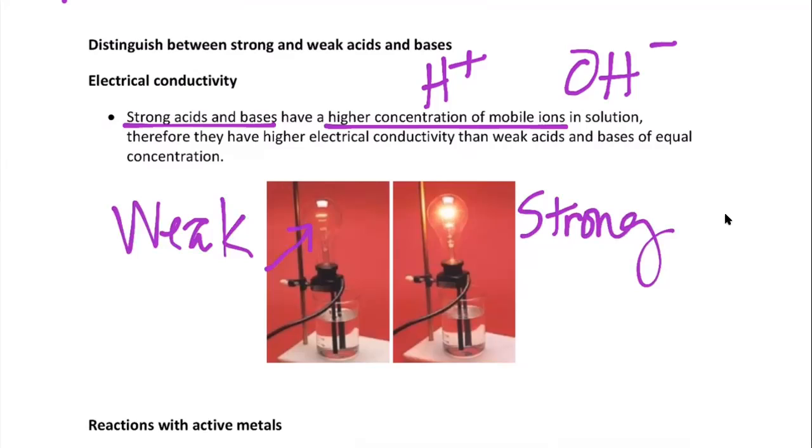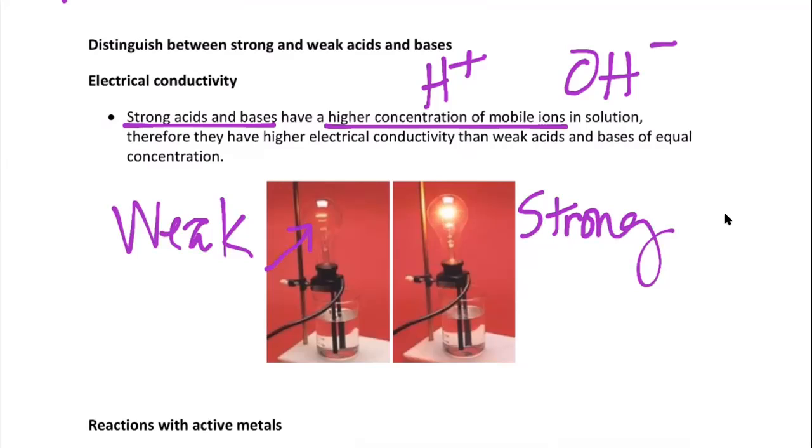So strong acids and bases, or any strong solution, we call these electrolytes. Any strong electrolyte is going to have more mobile ions and therefore can conduct electricity better. And therefore, if we connect it to a circuit that's connected to a light bulb, the light bulb is going to give off more light. It's going to be brighter. Weak, the bulb will still light up, but it's not going to be as bright.